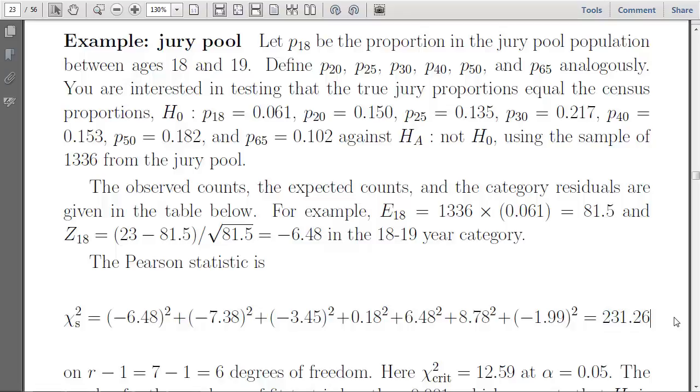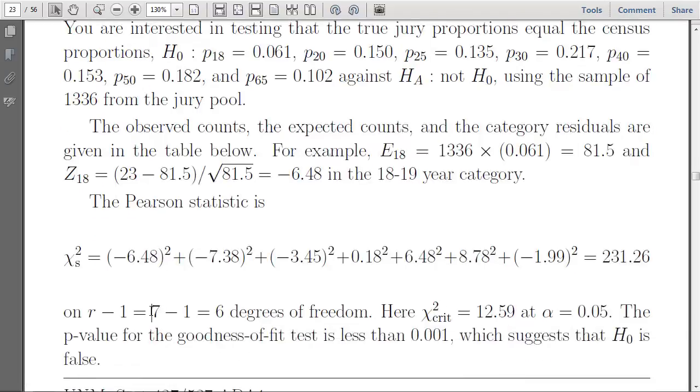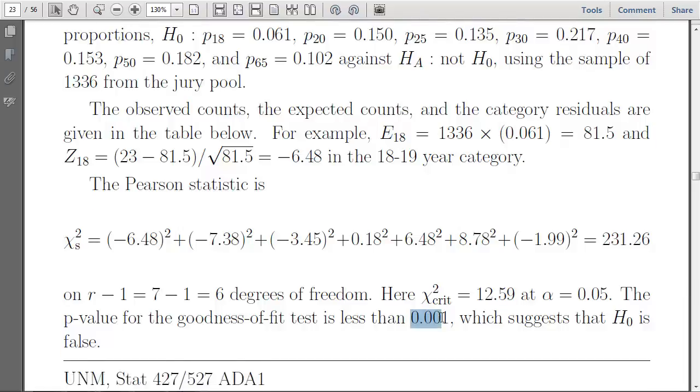You might ask if that's big, and I'll tell you that it is huge. Our degrees of freedom are 7 minus 1, the number of categories minus 1, so 6 degrees of freedom. Our critical value, the number that our chi-square statistic needed to be greater than to reject the null, was only 12.5. So we are miles away from that cutoff. And if we calculate the p-value, it's going to be very small. It's much less than 0.001.